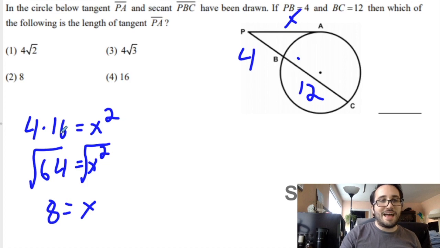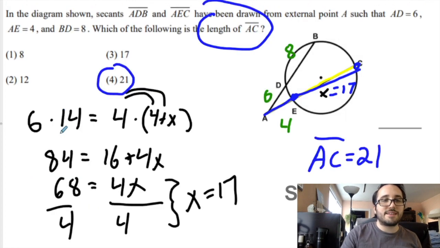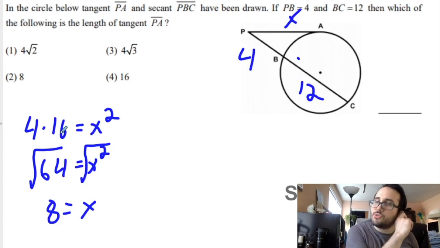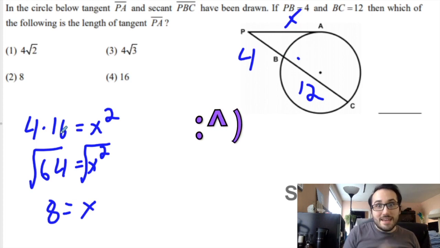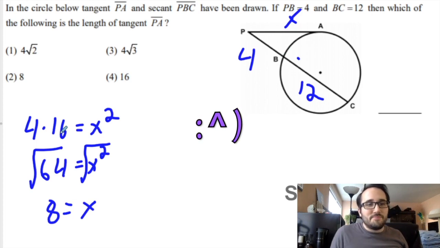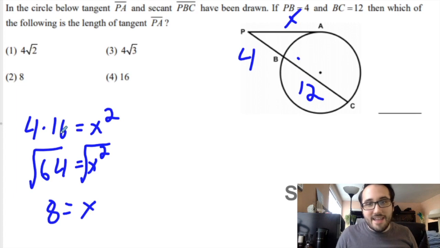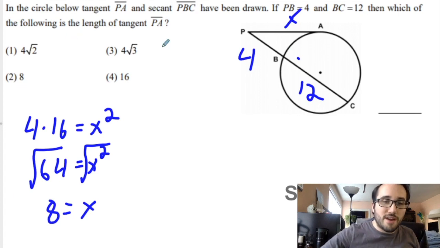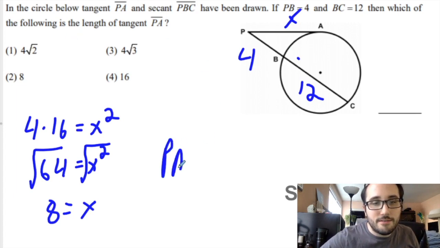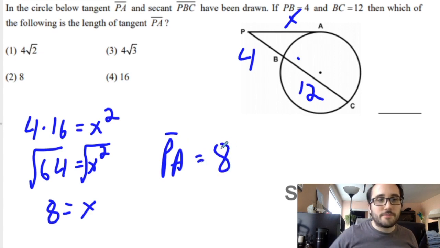Which is funny, is that the last question? That seems very similar to the question that I put for the mini lesson. Interesting. Okay, so hopefully you got that. And again, we're looking for PA, so we should write that PA is equal to 8. Let's continue.